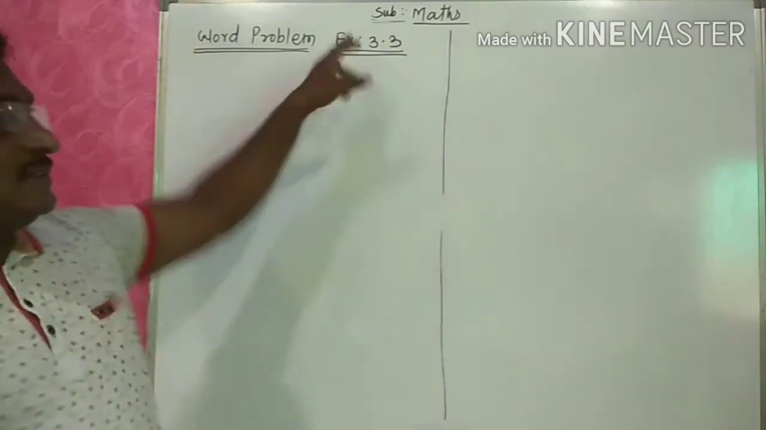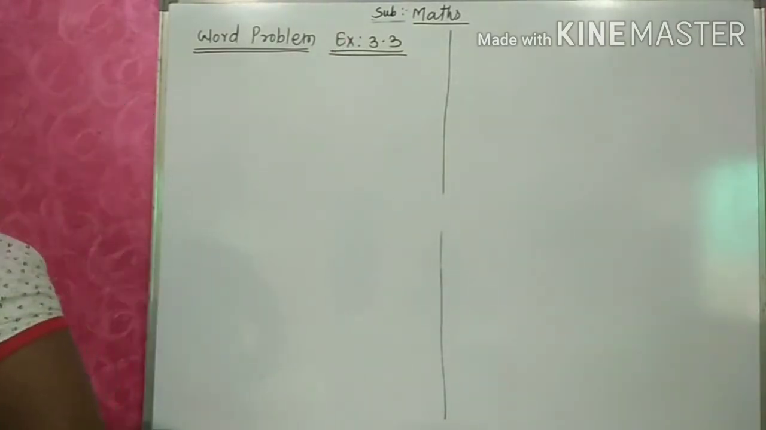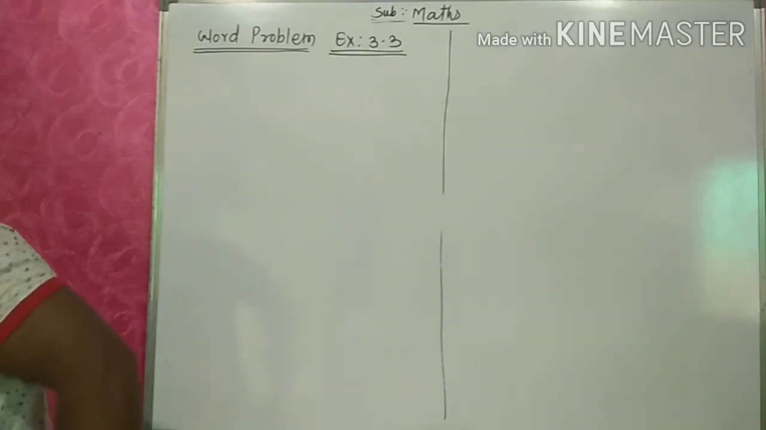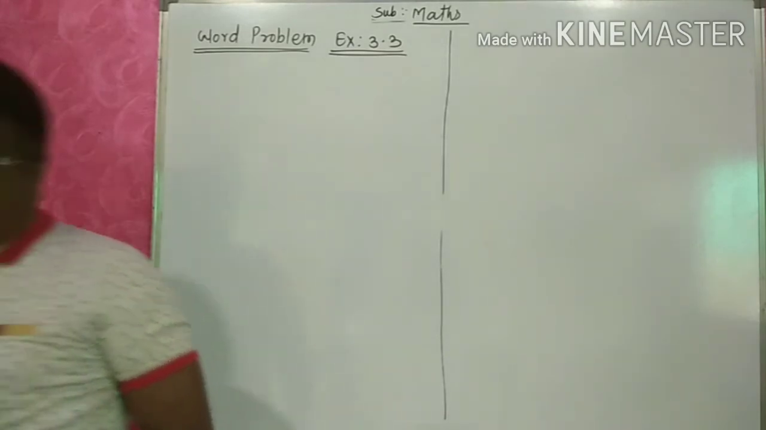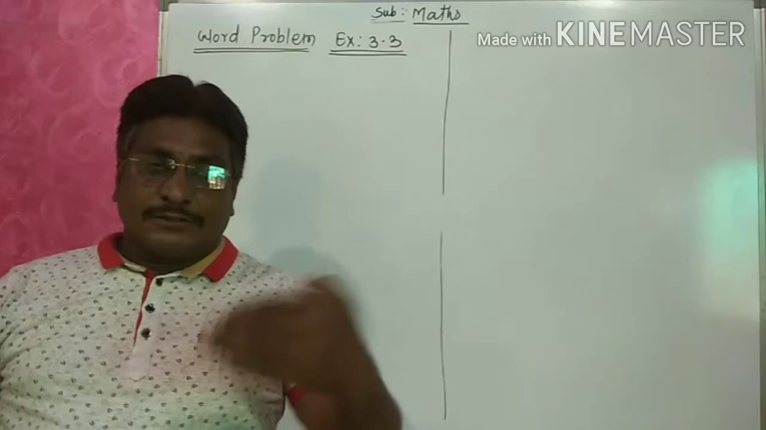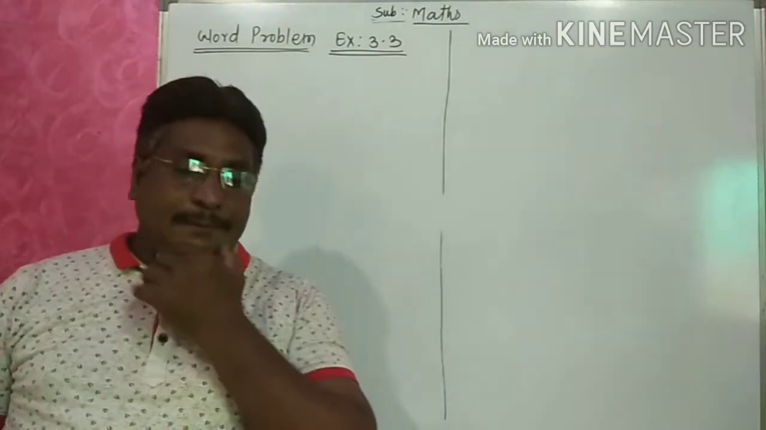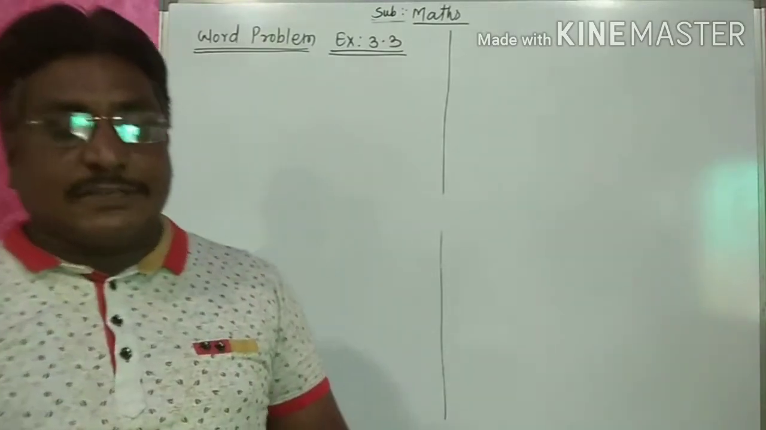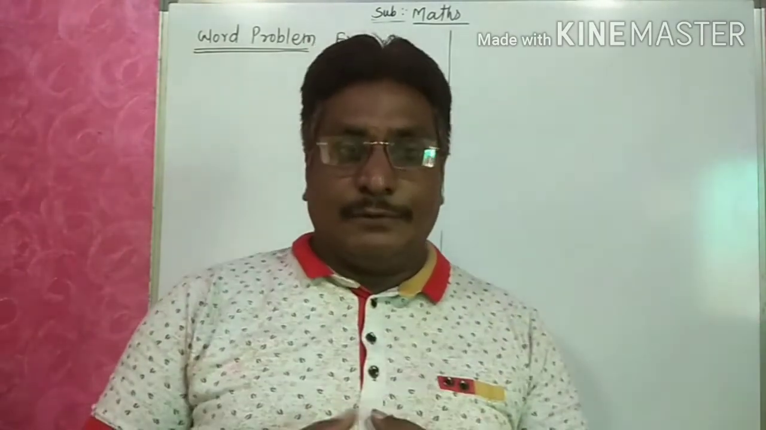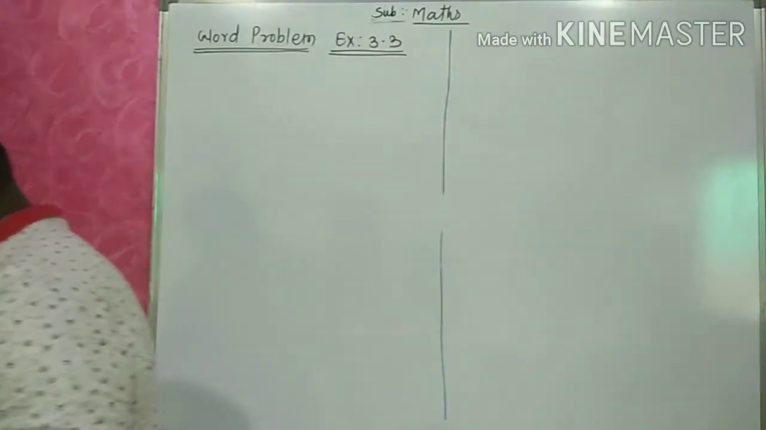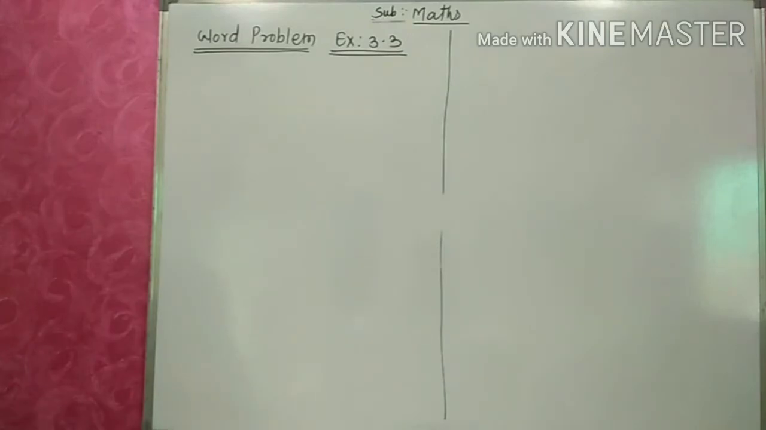So, exercise 3.3, question number 3. Form the pair of linear equations in the following problems and find their solution by substitution and elimination method. There it is given substitution method. But what we decided? An alternate method we will use. So, first question.